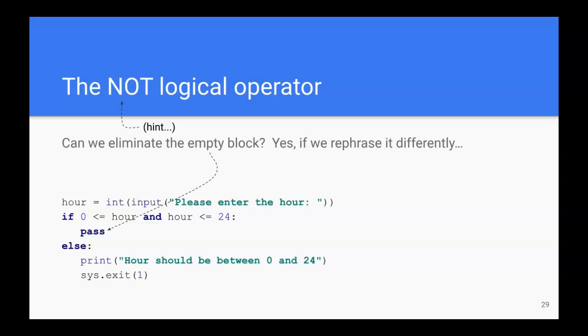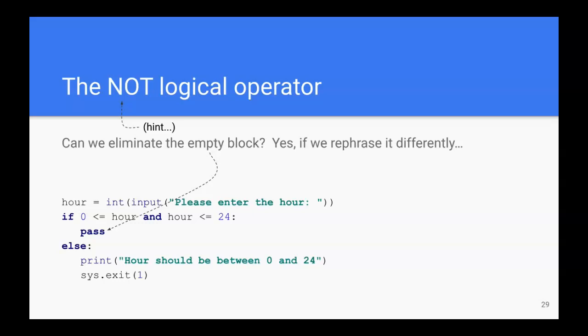Okay, so in this case, how do we eliminate the empty block? Well, we can if we rephrase our condition a little differently. So give it a moment and think about what's another way to check to make sure the hour is between 0 and 24. At least try to do that in English. And here's a hint. The title of this slide is the not logical operator.